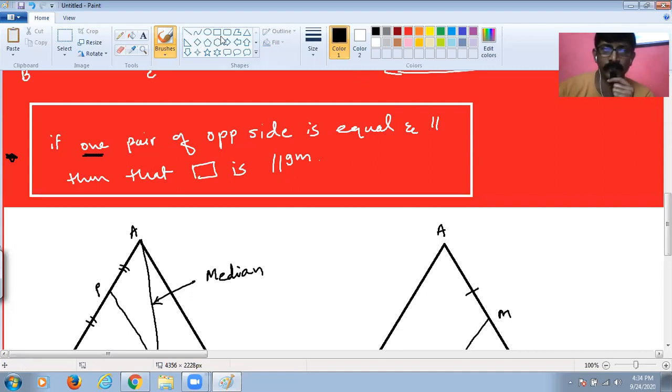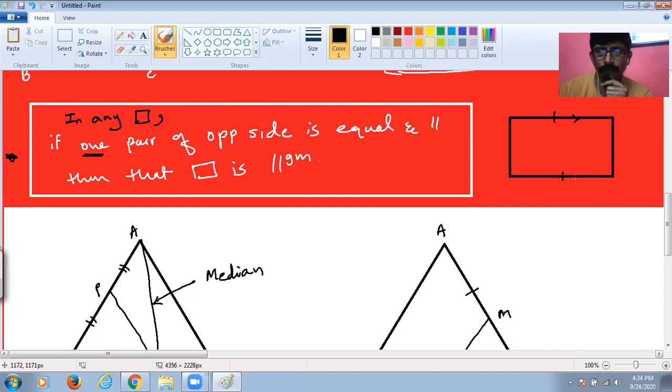So let's say we draw any quadrilateral here. The property should hold in any quadrilateral. If one pair of the opposite sides, let's say this side and this side, is equal and parallel, then this quadrilateral would be called a parallelogram.